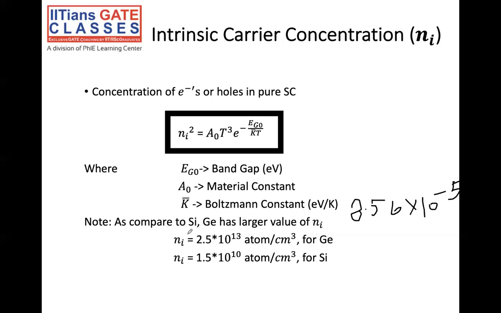Note, as compared to the silicon, germanium has larger value of Ni. Ni is equal to 2.5 into 10 to the power 13 atoms per centimeter cube for germanium, and for silicon it is 1.5 into 10 to the power 10 atoms per centimeter cube. Why it is so? Because for germanium, Eg naught is lesser. If Eg naught is lesser, so Ni will be more as compared to the silicon. That is why its value is more as compared to the silicon. So we can understand this from this expression.